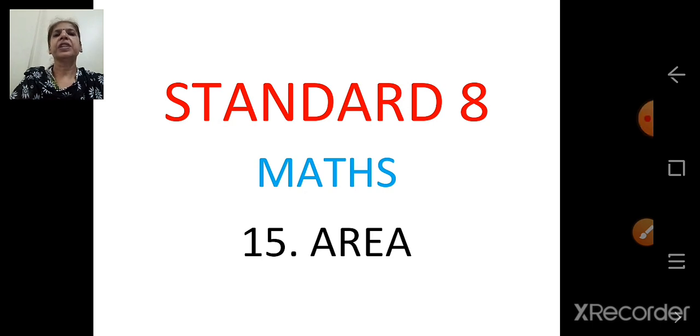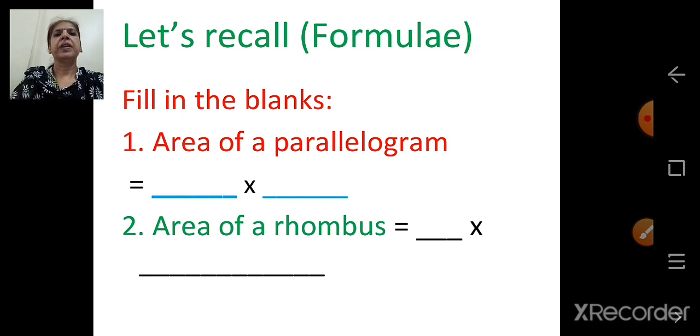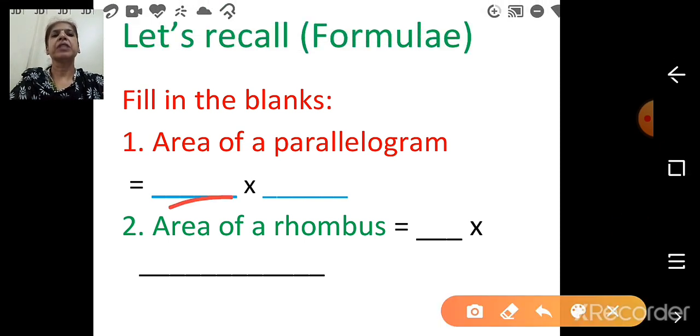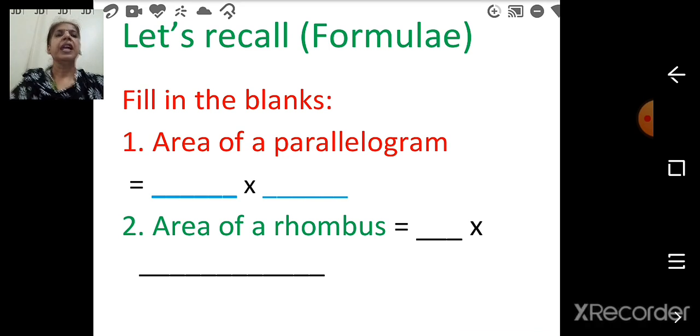We'll continue with our chapter 15, area. Now here you have to fill in the blanks, you have to write the formula. Area of a parallelogram. So what is the formula to find area of a parallelogram? It is base into height. Area of parallelogram is equal to base into height. Area of a rhombus. Area of rhombus is half into product of length of its diagonals.